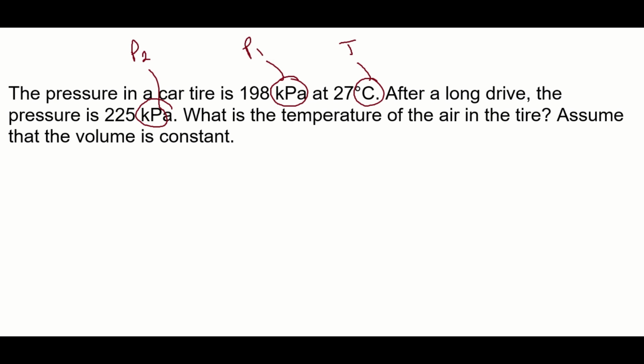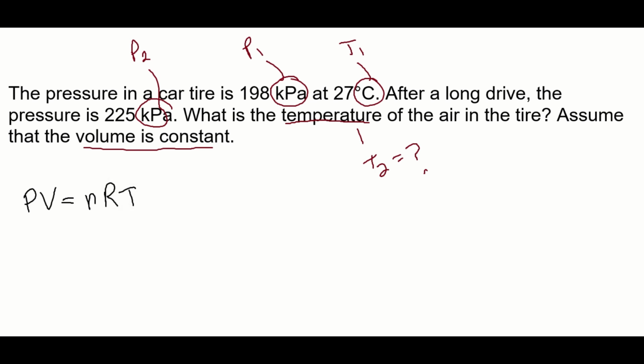So we have changing conditions of a gas. We're asked to solve for T2. What is the temperature? And we're told the volume is constant. So we can start with the ideal gas law to solve all these gas law problems, which goes PV equals nRT.